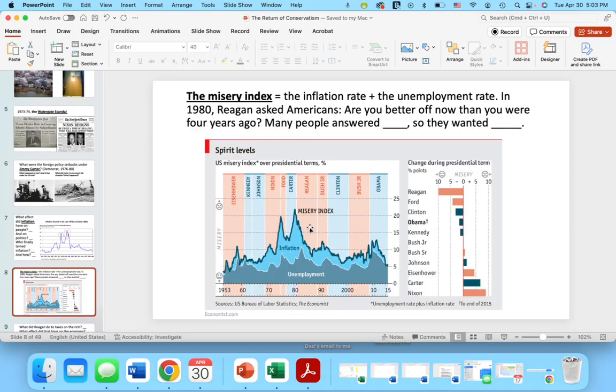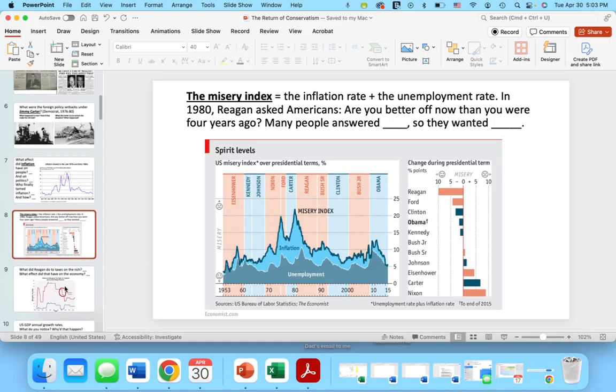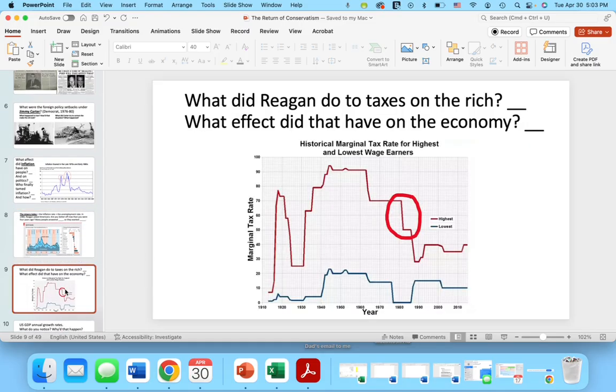So here we have our quote unquote misery index. The misery index is made up of unemployment and inflation. And you see it really spikes here under Carter. So people were not happy. And that leads to Ronald Reagan becoming president. Reagan comes in and he cuts taxes on the rich. He's a conservative Republican, and they believe that's the right thing to do. So here you see 80, 81, 82.